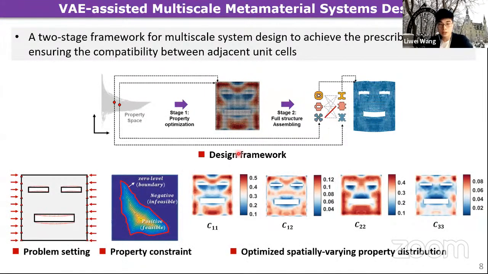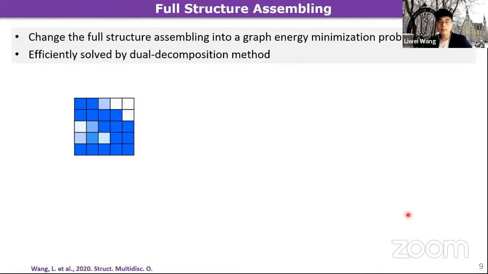Specifically, in the first stage, the large database we constructed provides the constraint and guidance for optimization so that we can modify the TO algorithm to directly optimize the property distribution of the macrostructure. These four pictures here show the concurrently optimized multi-dimensional property distribution, C11 to C33. After that, we need to assemble the full structure.